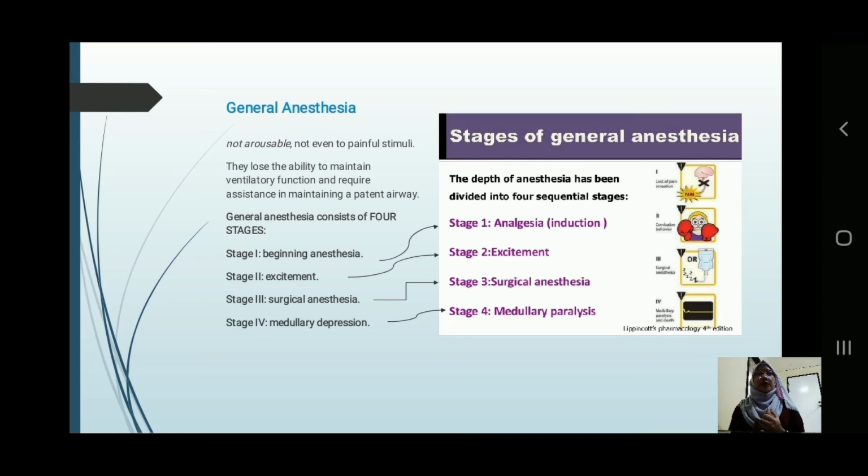And stage 4 is medullary depression. In this stage, if you get too much anesthesia, your brain will stop telling your heart and lungs to work. It's rare with modern technology, but it can be fatal.